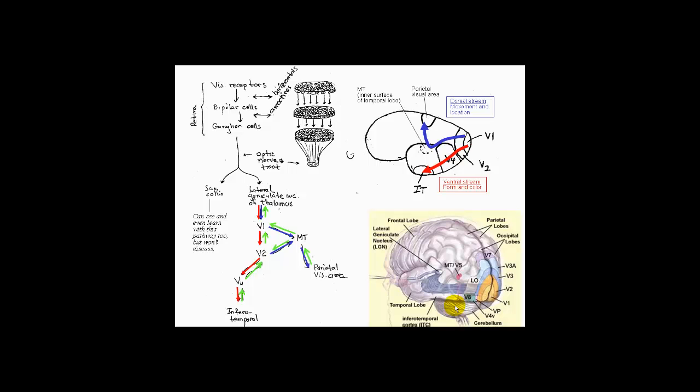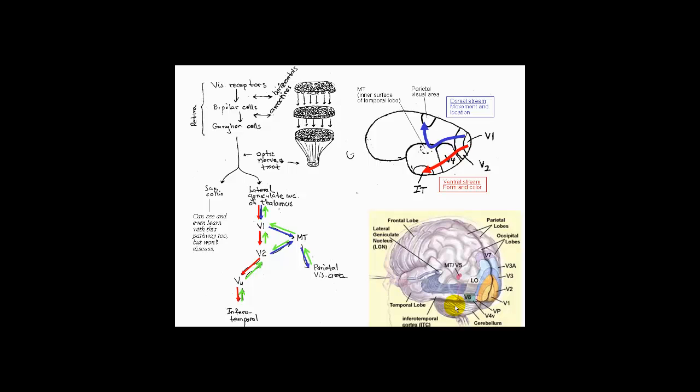The other place they go is to a pathway that's going to lead to the cortex. The first place they go there is to the thalamus, to a particular part of the thalamus known as the lateral geniculate nucleus. I'll show that to you in a minute. From the lateral geniculate nucleus, they go to the cortex.